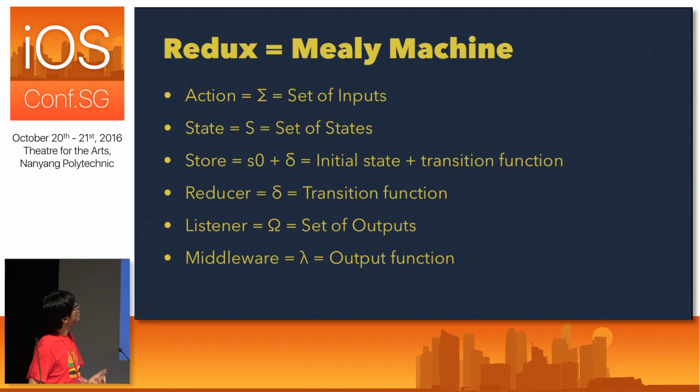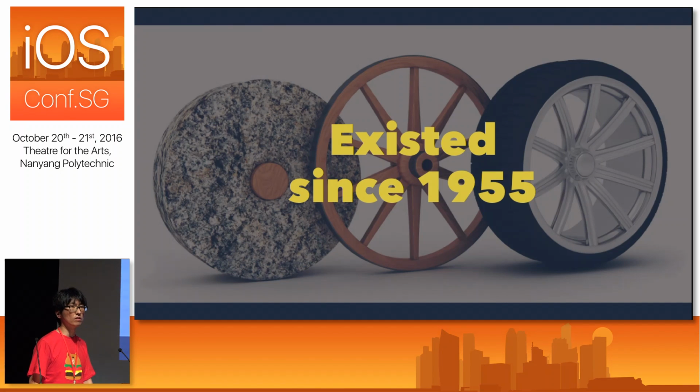If we compare these 6 types with Redux, as we can see, most of them are equivalent. So Redux actually has the same mechanism as a Mealy machine, which has existed since 1955. But it's 2016 now, right? So we don't want to reinvent the wheel again. Since we are heavily using FRP nowadays, it is a good idea to improve Redux in a more FRP way.